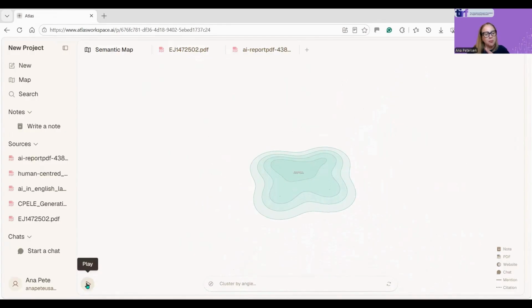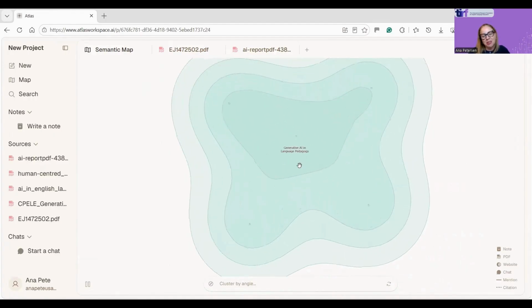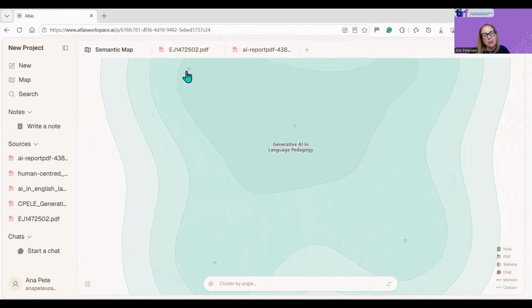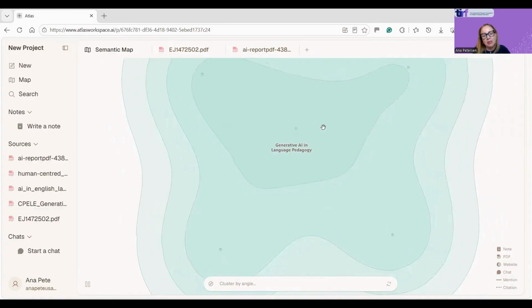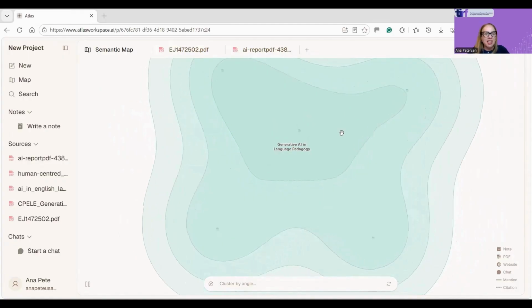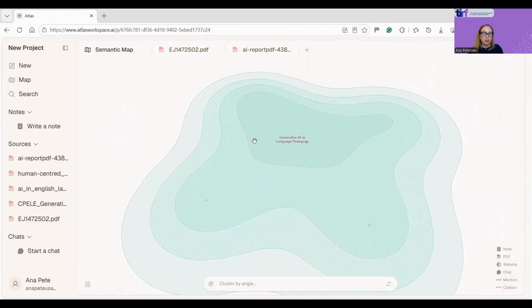This map that Atlas has created, I can play with it, so it will be moving around for me to see these studies. I have one here, generative AI in language pedagogy, and you can see that the other papers are here inside the same map. So the ones that are closer in terms of topic or in terms of same ideas are inside the same map, and the others at a greater distance, in another cluster, let's say, because they call it cluster when they put things together.